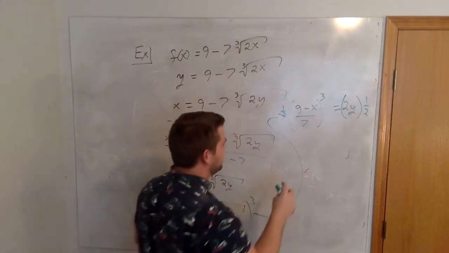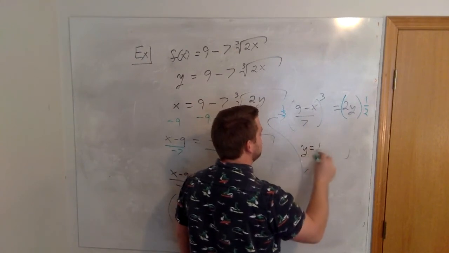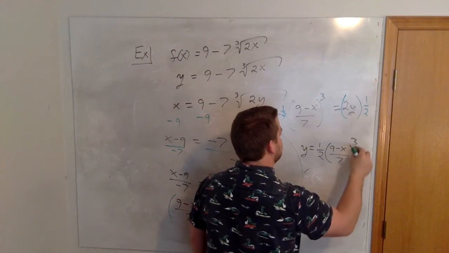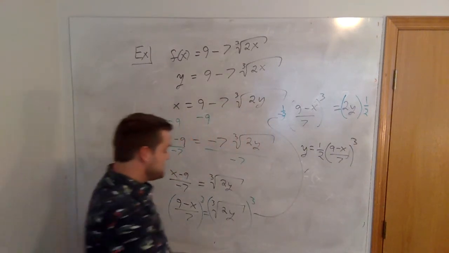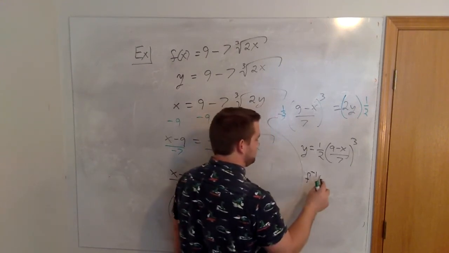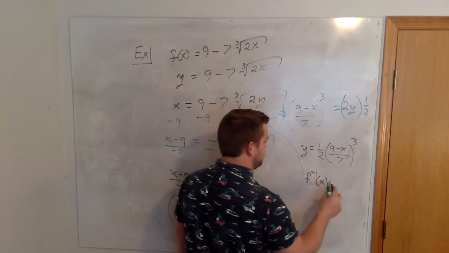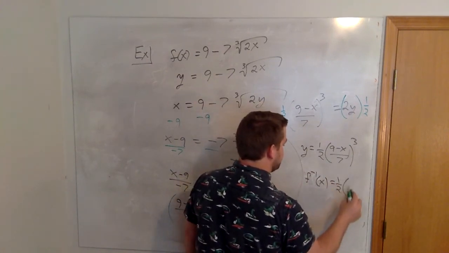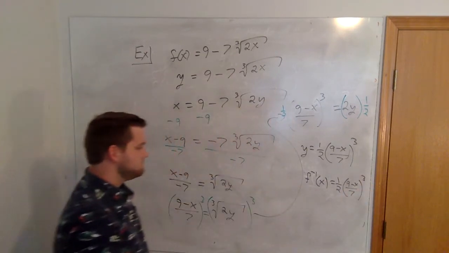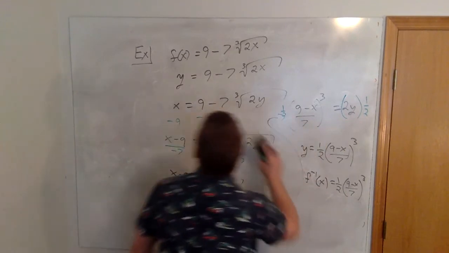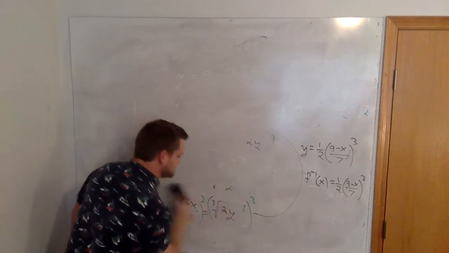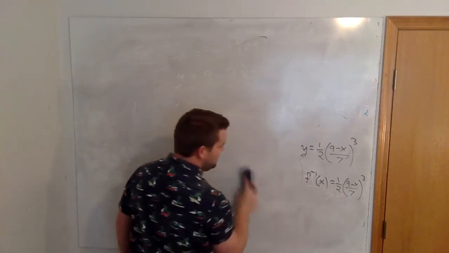So what we'll have is that our y is going to be equal to 1/2 times (9 minus x) all over 7, quantity cubed. This is the inverse function. Now we're going to flip into function notation, so this is the inverse: f inverse of x is equal to 1/2 times (9 minus x) all over 7, quantity cubed. Okay, let's move this up here. So I'm totally fine with you leaving your answer like this. But you could write it in a different way.